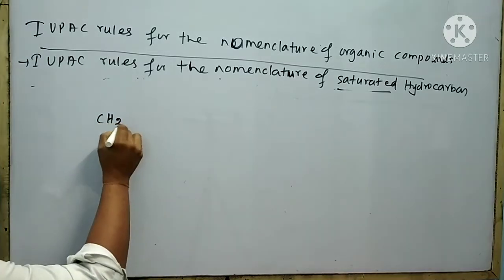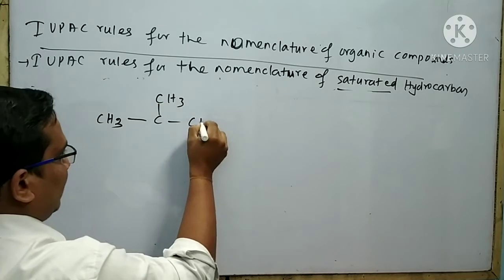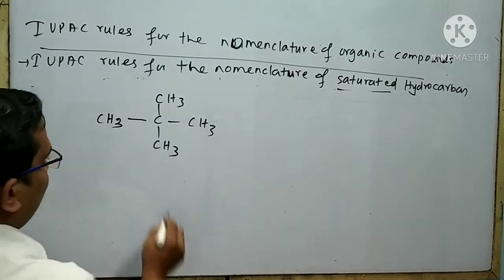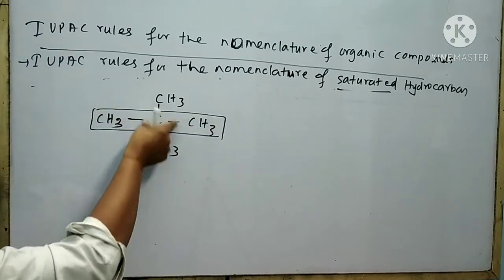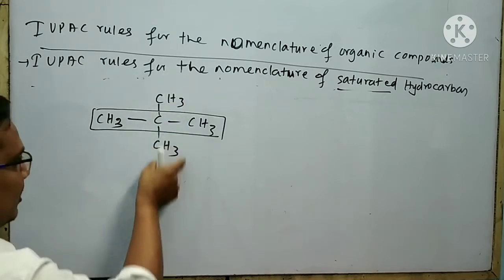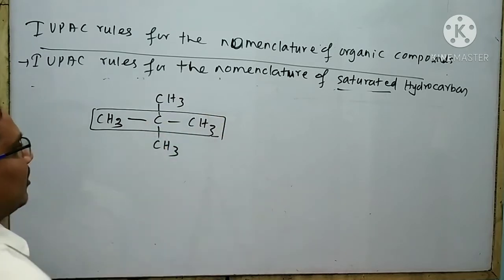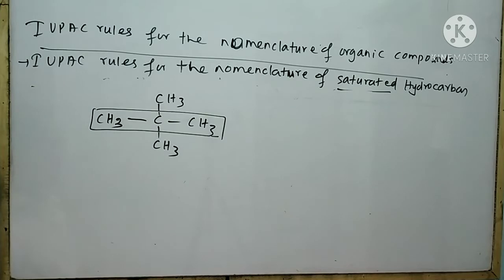Suppose we take another compound: CH3 bond CH3 bond CH3 bond CH3. According to the rules, this is the parent chain. You can also take this as the parent chain, or this, or this. As your choice, you can take any type of parent chain because all are equivalent in nature and the position of the substituent is also equal.